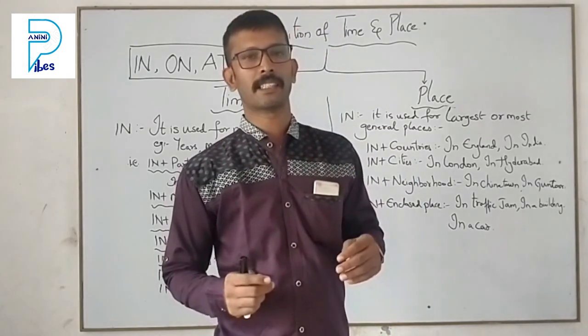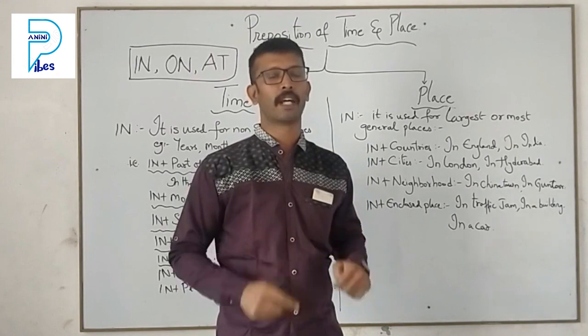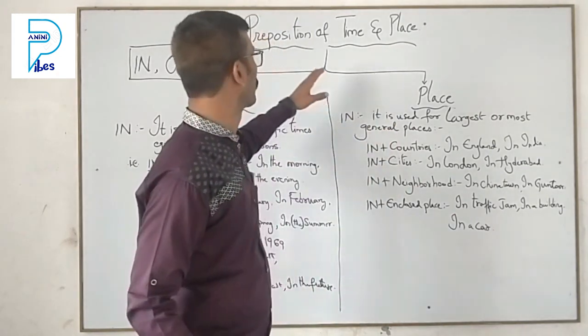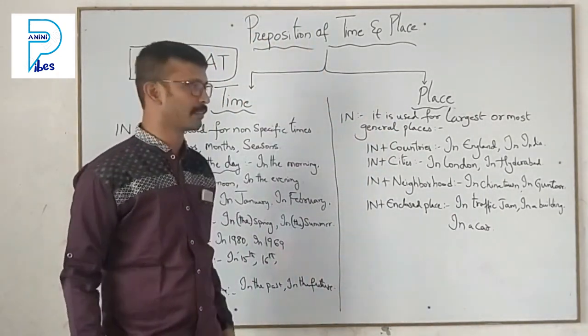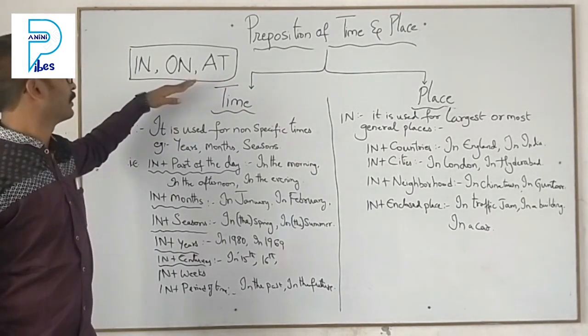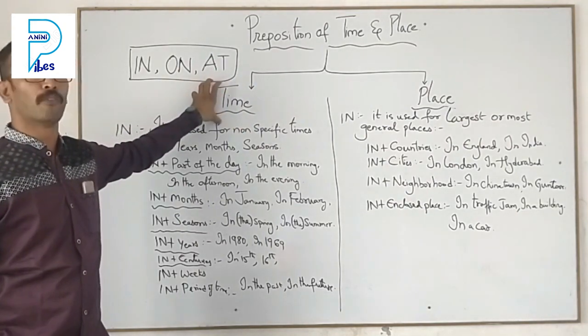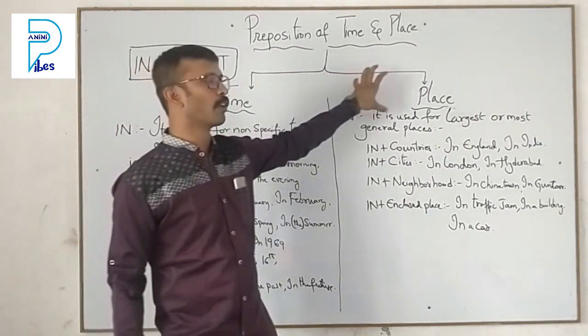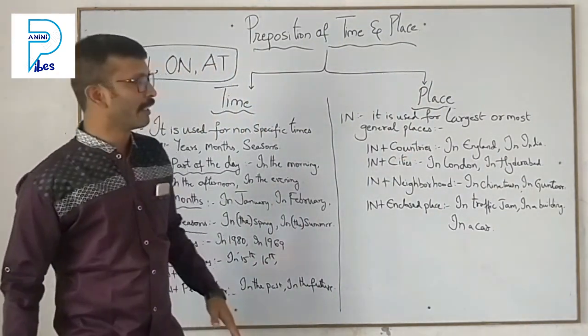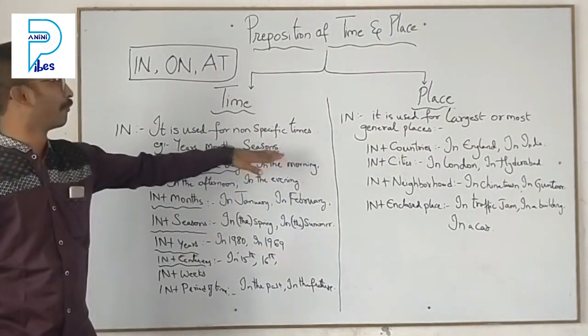Hello viewers, in the last class we discussed the preposition and its preposition of direction, and in today's class we are going to learn about prepositions of time and place. In, on and at, these three words are used parallelly for preposition of time and also for preposition of place. Now let us learn how they are used in different forms.